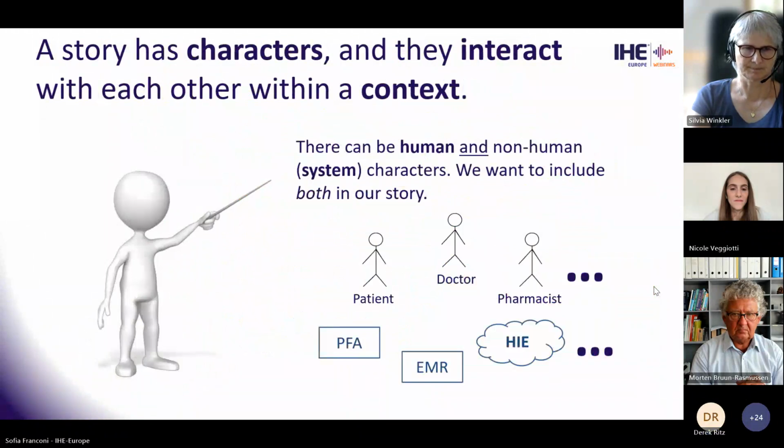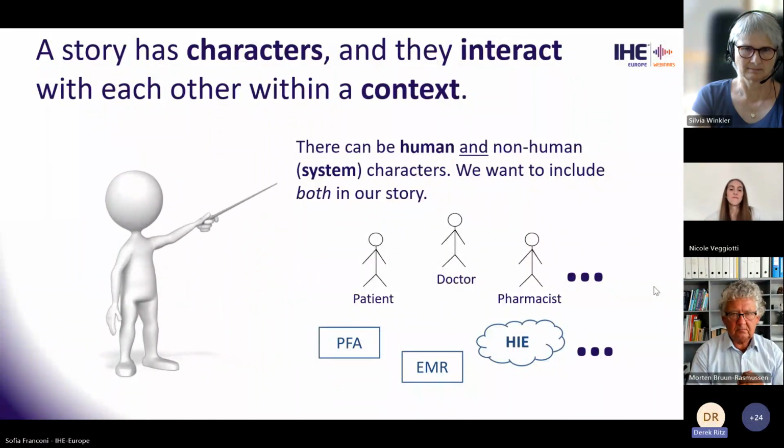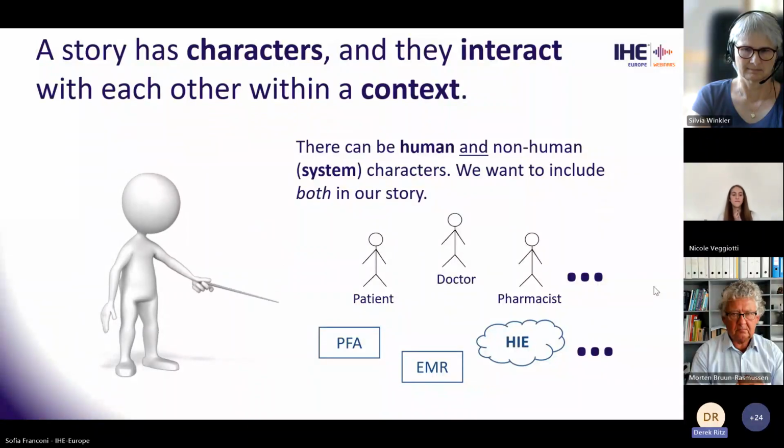Next slide. A story has characters and they interact with each other within a context. What's really important is that we talk about the human and the non-human or system characters, and we want to include both of these in our story.